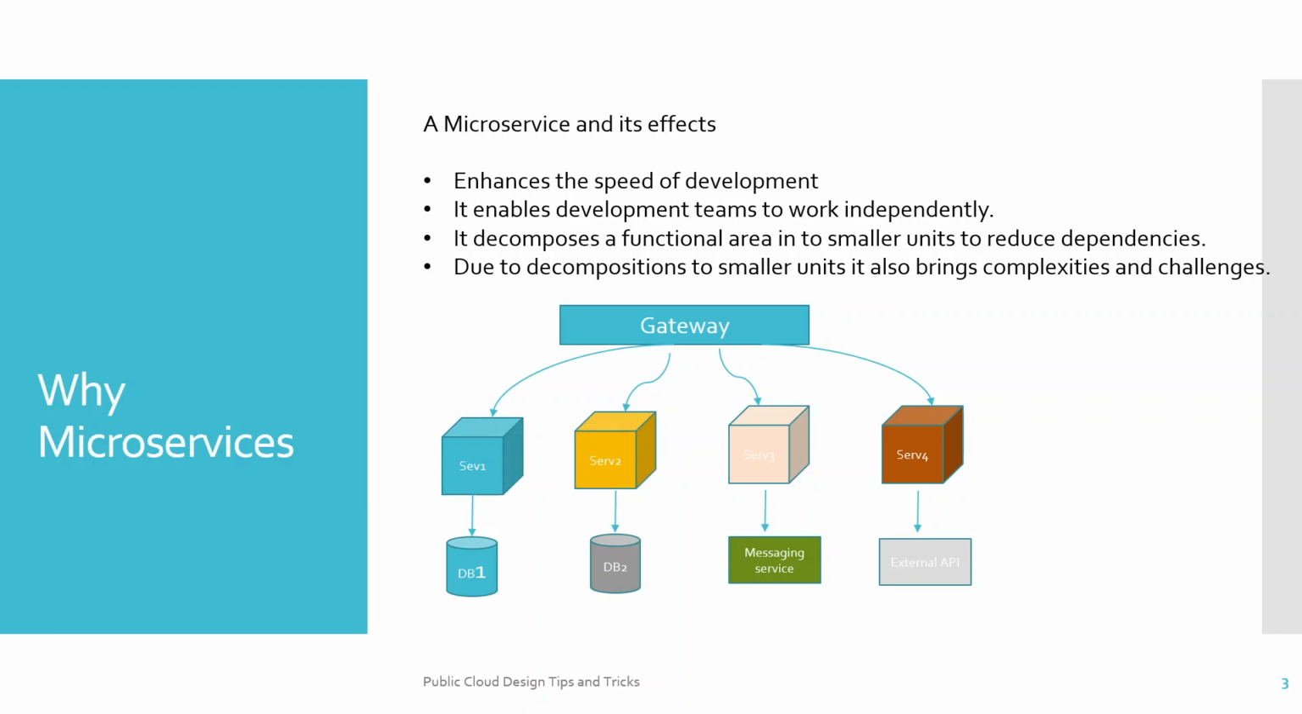Here, there are different microservices 1, 2, 3, 4. They are attached to a gateway at the top. When I say gateway, it could be an API gateway, and each service is attached to its own line of downstream services. For example, service 1 is connected to database 1, a SQL database it could be. Service 2 is connected to another database, DB2, which can be SQL or NoSQL. Service 3 is connected to a messaging service, and service 4 is connected to an external API. So these are different flavors of microservices.